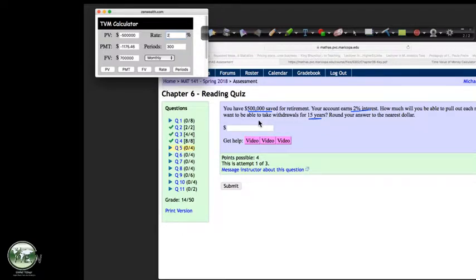So we want to take what kind of withdrawals? You want to pull out money each month, so we're going to take monthly withdrawals. You want to be able to take out withdrawals for 15 years. So we're going to leave it on monthly. What's 15 years monthly? That one I can remember. 15 times 12, 180.